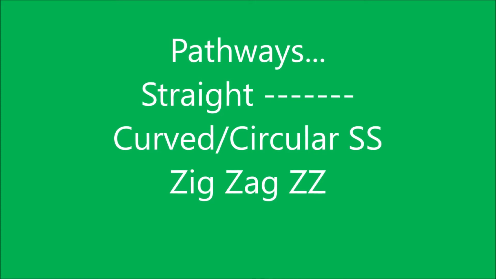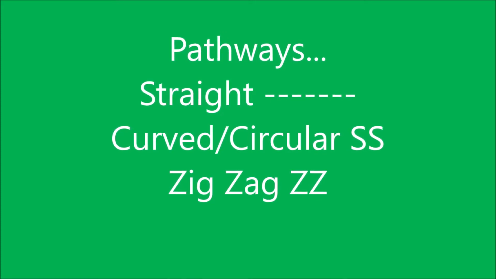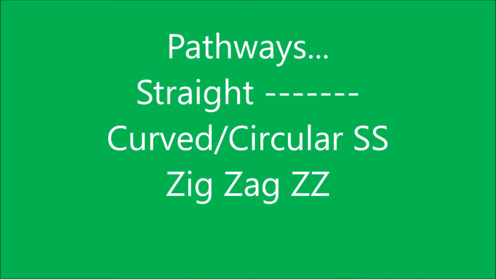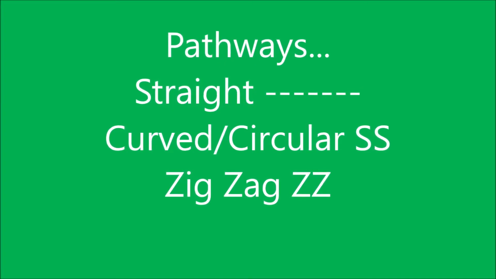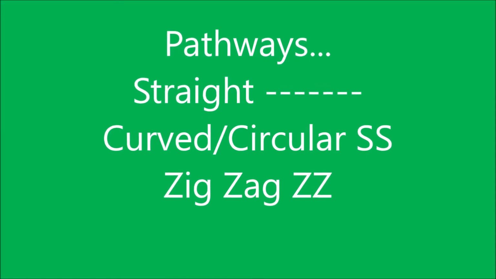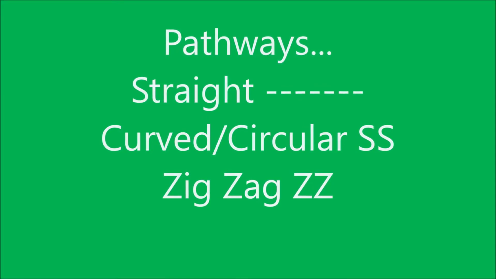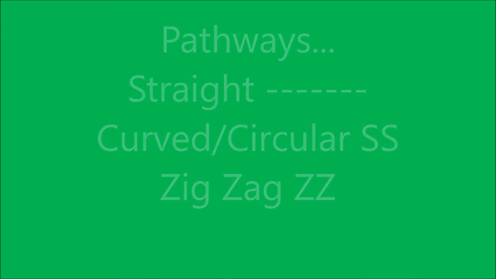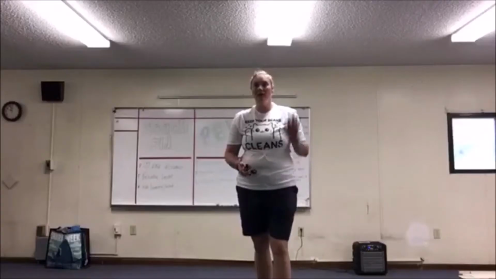So if I stepped in paint and moved around, I would leave footprints. The pattern of that will tell me the pathway. So a straight pathway is a straight line. A curved or circular or wavy pathway looks like S's joined together. And a zigzag pathway looks like a lot of Z's joined together, or like a lightning shape. So we are going to get ready to start the video.